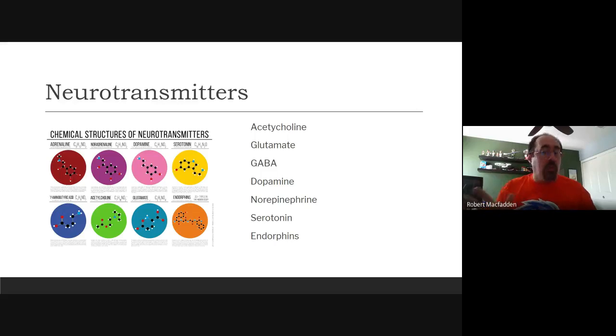So anyway, endorphins kind of help to keep you going even when you probably should stop, like when you're running. Okay, so those are some of the basic neurotransmitters.